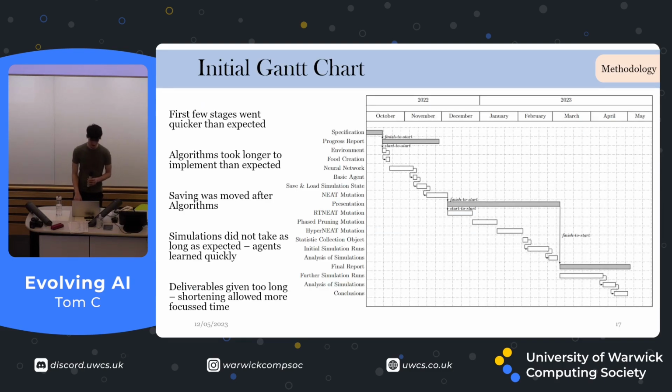So onto some methodology. I'm not going to bore you too much with this, but it is something you need to discuss in your projects, and it's worth thinking about early on how you're going to plan your project. Give yourself enough time to complete the tasks and do it in an order that makes sense for the project. So for example here, potentially a little bit of poor planning on my part, I aimed to save the system before I'd implemented any of the evolutionary algorithms, so there wasn't very much to save.